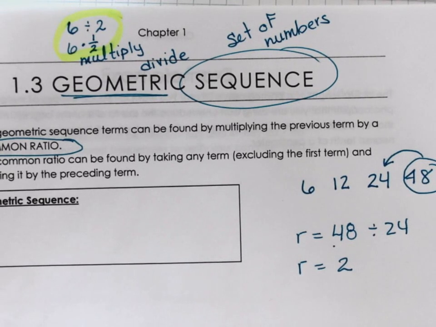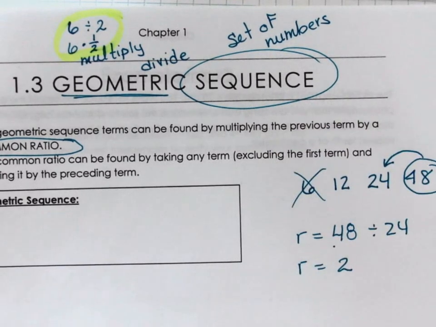This is going to be helpful when you're dealing with decimals or fractions or things like that. So you take a term and you divide it by the term before it. This is why we can never use the first term, because there's no term before it. You can use any other term, but you can't start with the first term. Okay, geometric sequence.